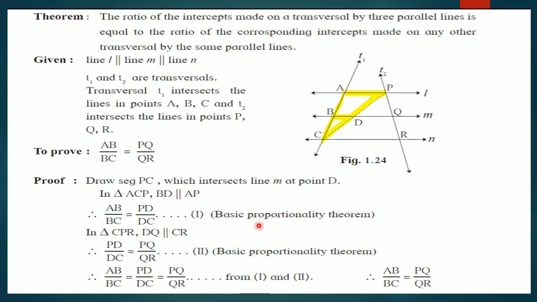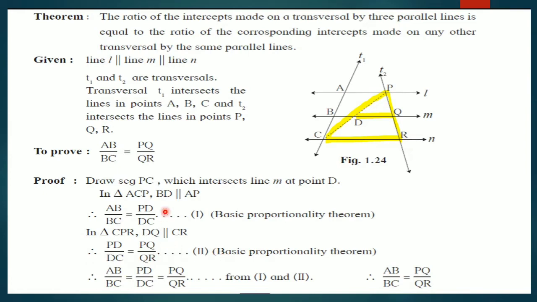Now we consider the triangle on the right hand side. So now we are talking about this triangle, that is, triangle CPR. Here DQ is parallel to CR. Hence, DQ is cutting PC and PR in the same proportion. Therefore, PD upon DC is equal to PQ upon QR. Again, we are applying the basic proportionality theorem. Therefore, PD upon DC is the same as PQ upon QR. This is our second point.